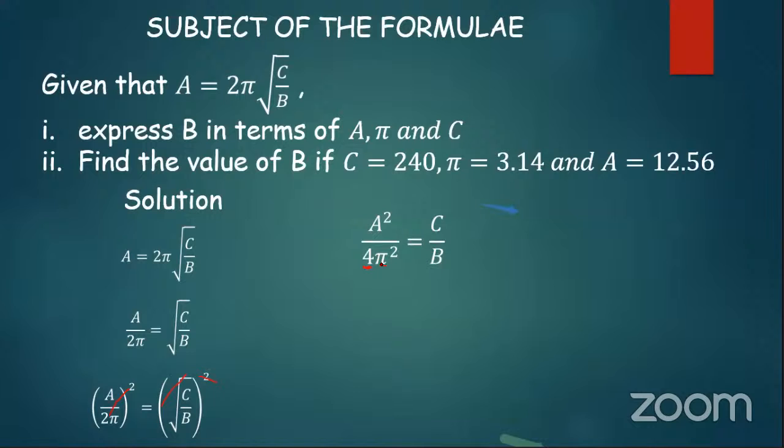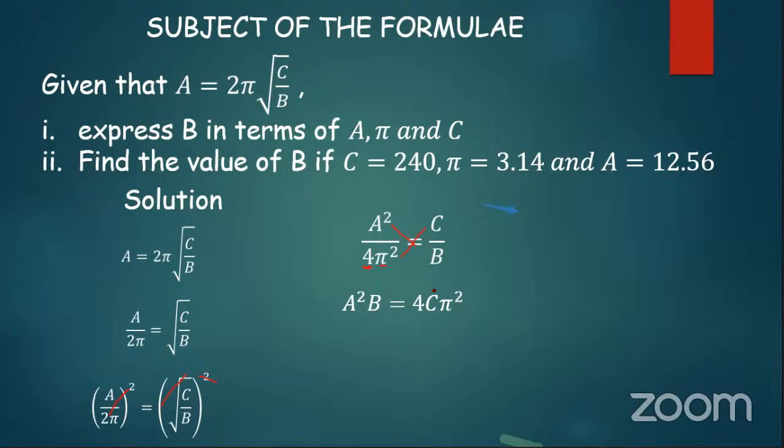And then after there, what did we do? We multiply both sides by B. I think the best one would be cross multiplying. Yes. So A squared times B is A squared B. 4 pi squared times C is 4C pi squared.